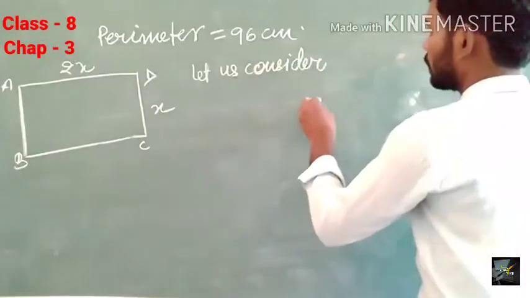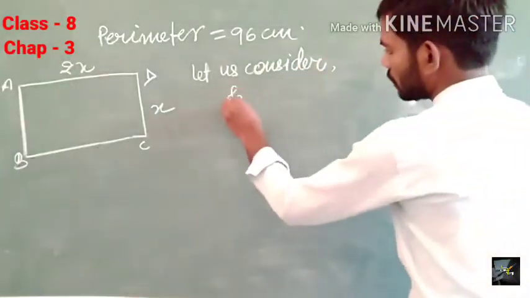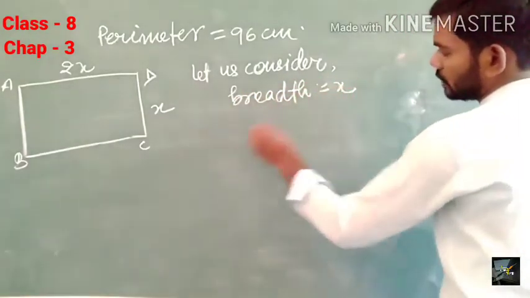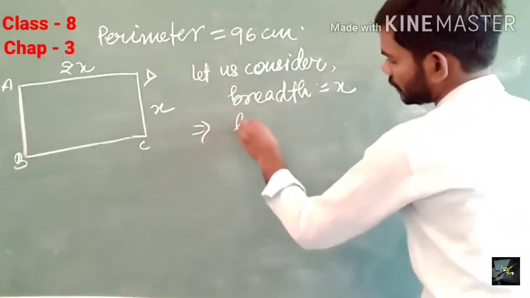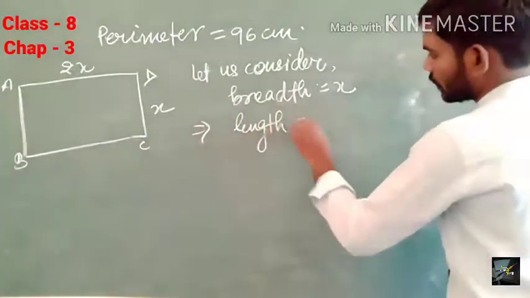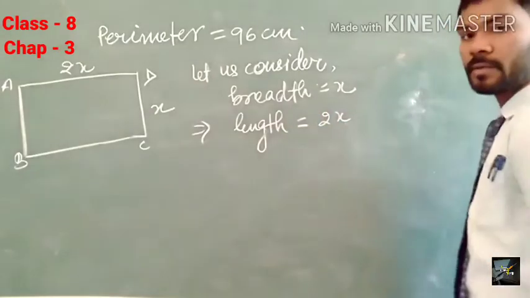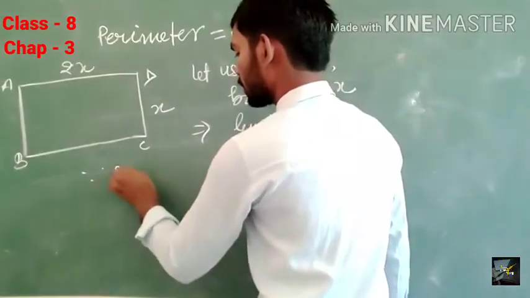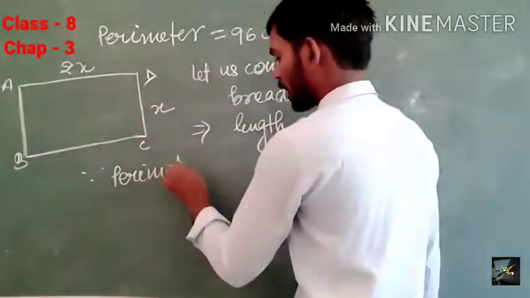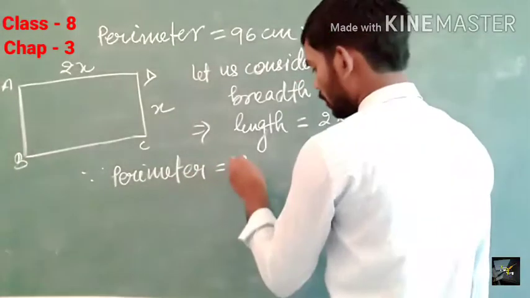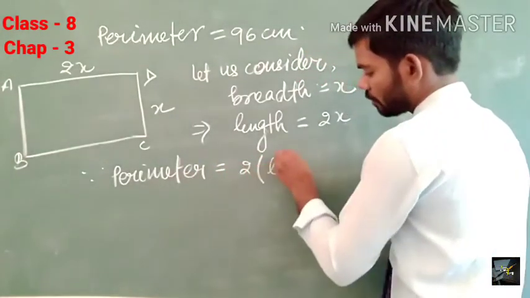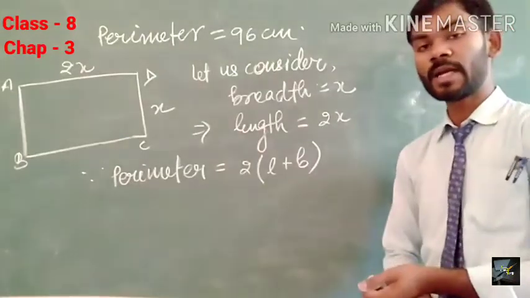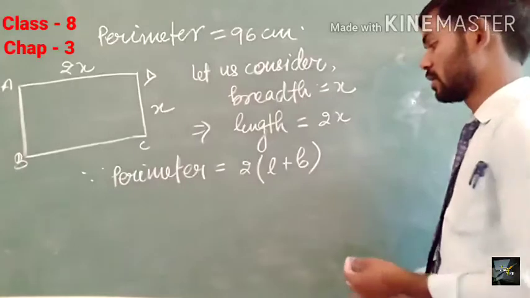So in the solution we write: let us consider breadth is equal to x, which implies length is equal to 2x. Okay, since perimeter of the rectangle is defined as 2 times (length plus breadth). This is the formula that we use to find out the perimeter of a rectangle.